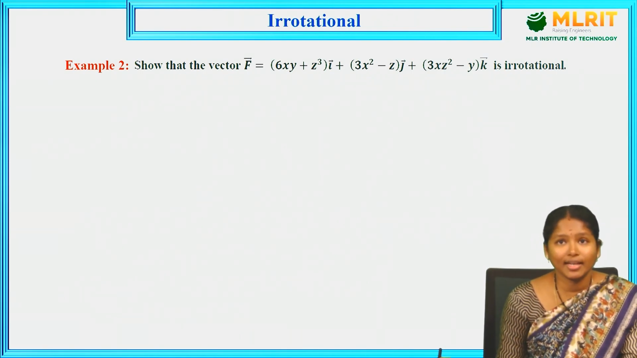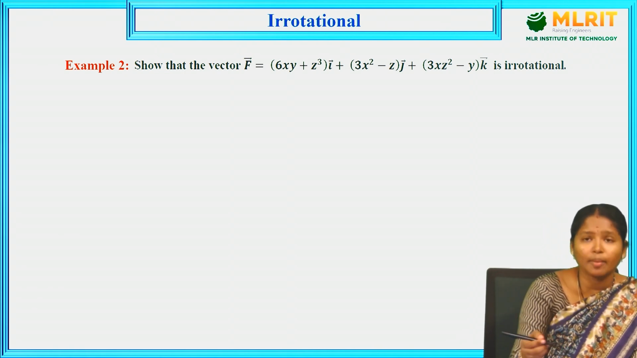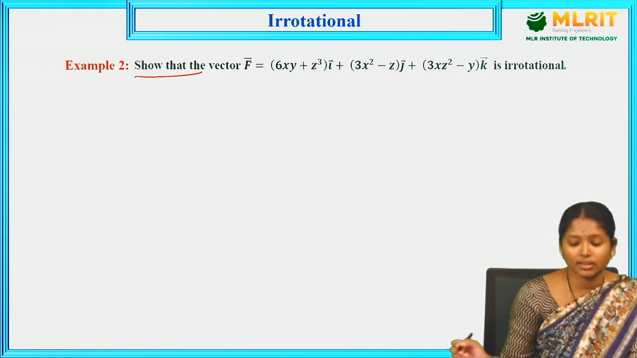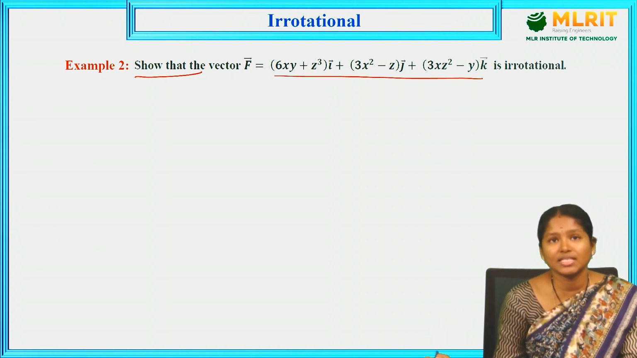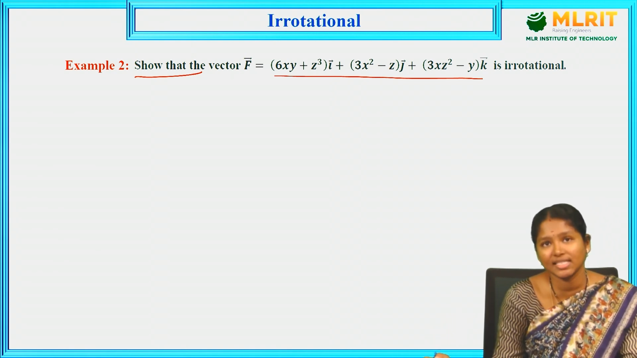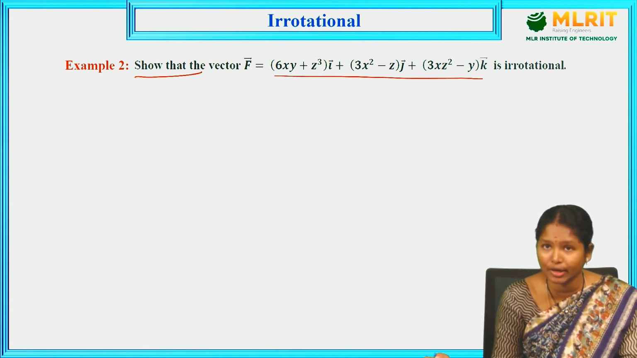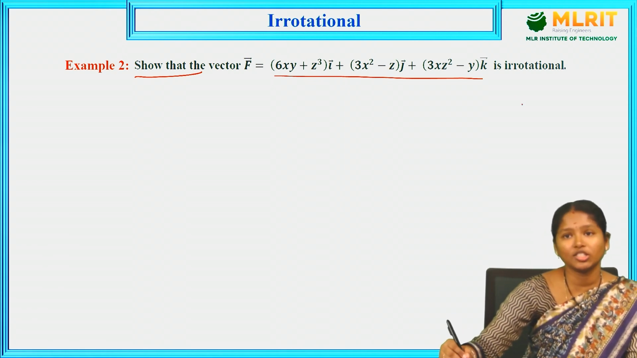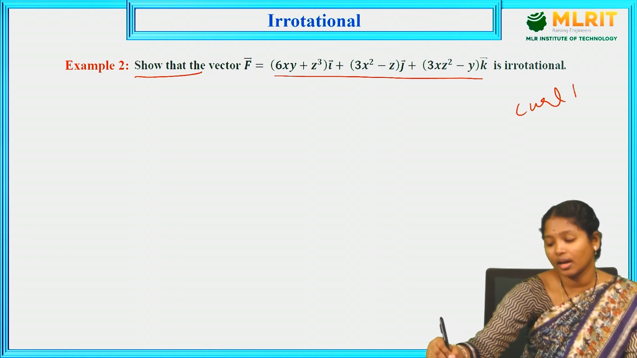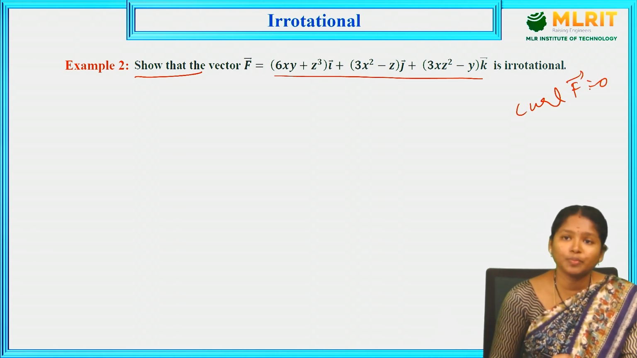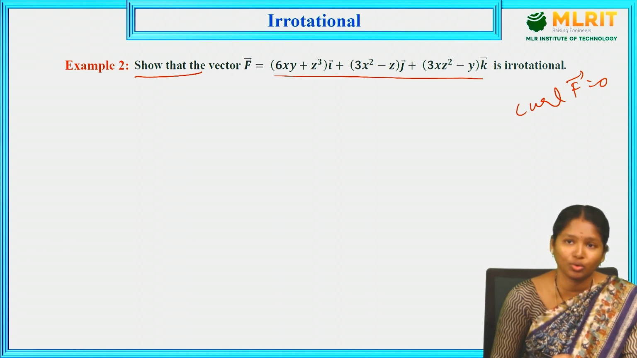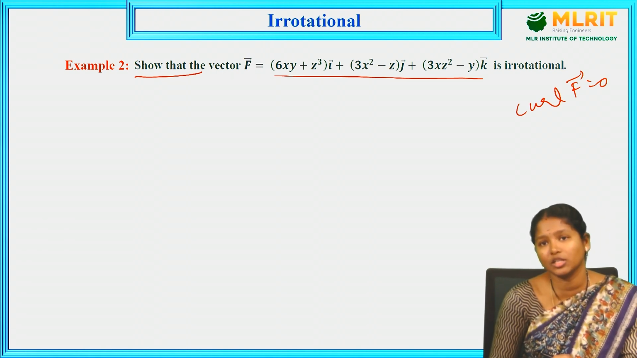Here in the next problem, or next example, they have given: show that the vector 6xy plus z cube i bar plus 3x square minus z j bar plus 3xz square minus y k bar is irrotational. What is the irrotational definition? Curl f bar equal to 0. That means our cross product value has to become 0. So we will find whether that will become 0 or not.